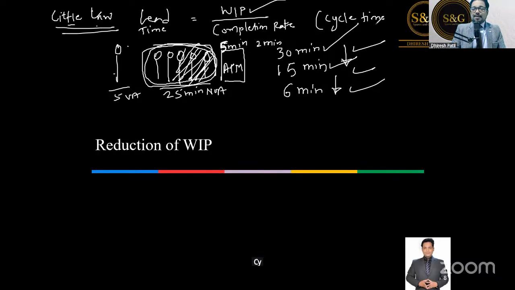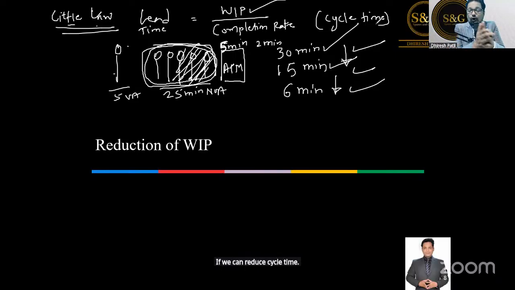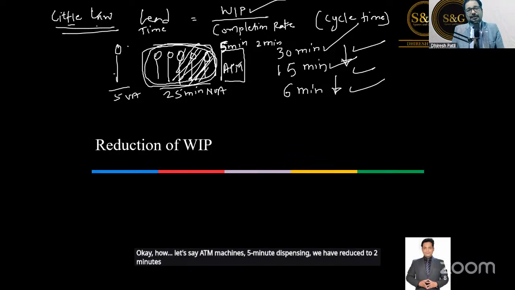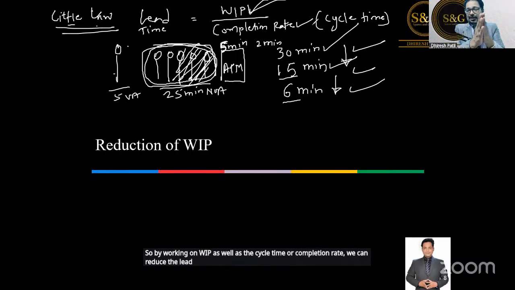Cycle time is the time taken to process one unit. Let's say that is called cycle time. If we can reduce cycle time, that also will reduce the lead time. How? Let's say the ATM machine's 5-minute dispensing, we have reduced to 2 minutes. If we do that, now for the 3 people, instead of 15, we can take the cash out in 6 minutes. So by working on WIP as well as the cycle time or completion rate, we can reduce the lead time drastically. This is Little's law.